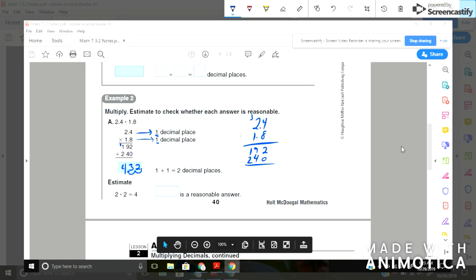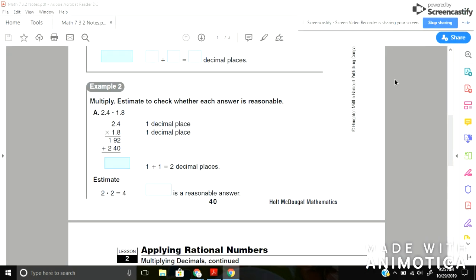And we're going to estimate to check and see, is that reasonable? Well, if I rounded this, it'd be 2. The 4 tells me to round down. This number, 1.8, I would round that up to 2. So 2 times 2 is 4. Yeah, we got close to that. So 4.32 is a reasonable answer.